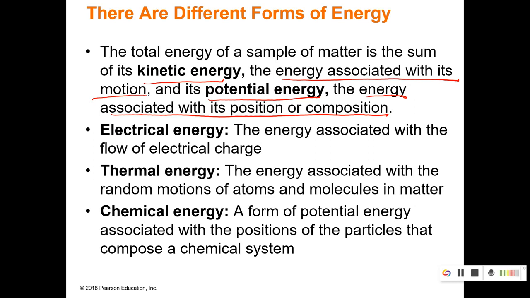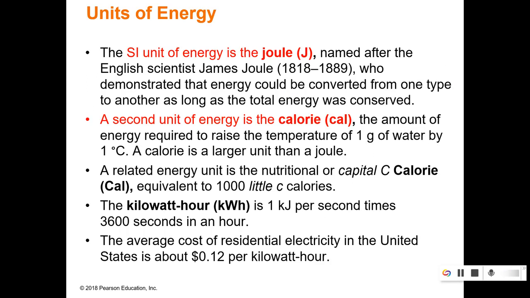Electrical energy is the flow of electrical charge, so that would be kinetic. Thermal energy, this one is important. You are going to need to know that one because that's the one we're going to focus on this chapter. That's associated with the random motion of atoms and molecules in matter. Again, kinetic energy. And then chemical energy is a form of potential energy, associated with the position of the particles that make up a chemical compound. So that one is a potential energy situation.